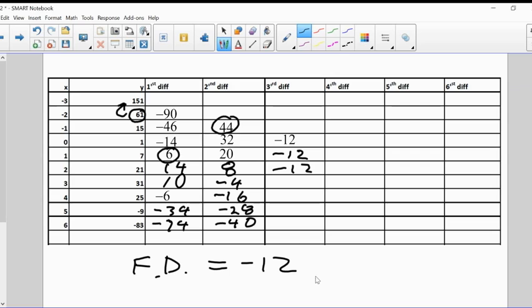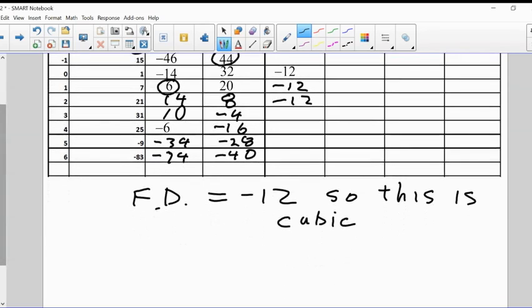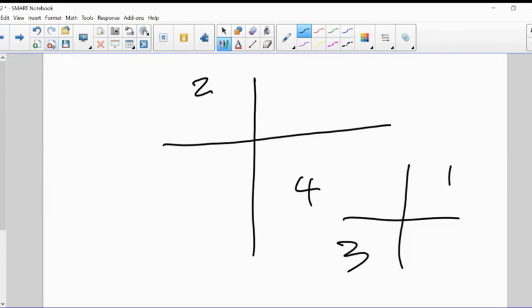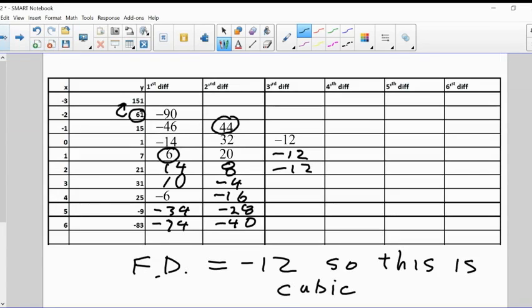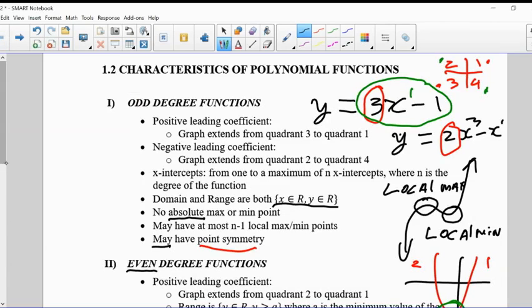And FD is a third difference, so this is cubic. This particular FD is in the third difference column. Well, let me go back. I know this wasn't making sense to you earlier on. Okay, I'm going to delete this, and I'm going to delete that. Now this is going to make a little more sense.